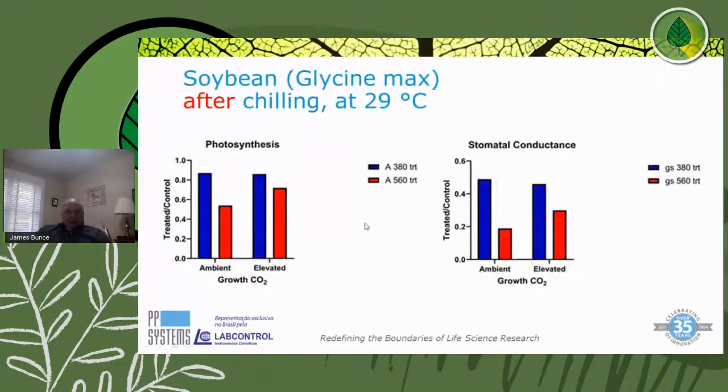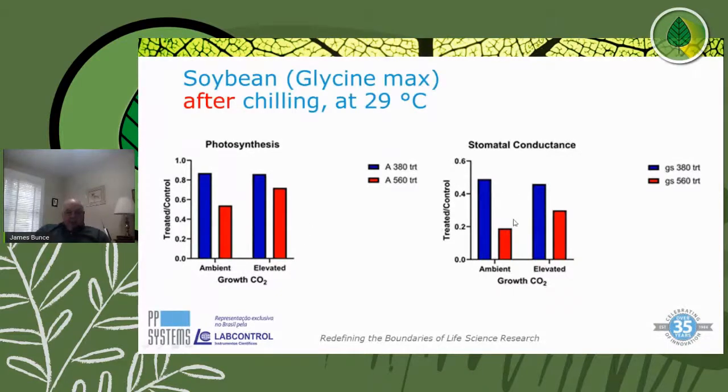So what happens to photosynthesis? This is after chilling, and we're back up at our controlled daytime temperature of 29. And we see that even though the treatment at 560 parts per million kept the leaves wetter during the stress by having lower stomatal conductance, it did not prevent damage. There's actually more damage when the chilling happened at high CO2, 560 parts per million, than when it happened at low CO2. And there's not much effect of growth CO2 on this.